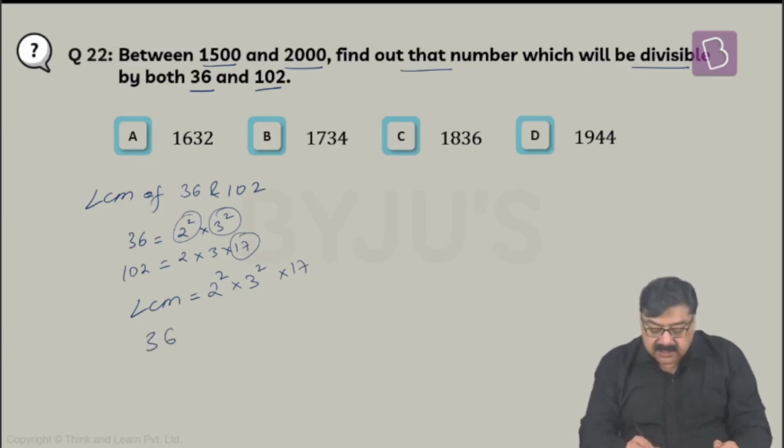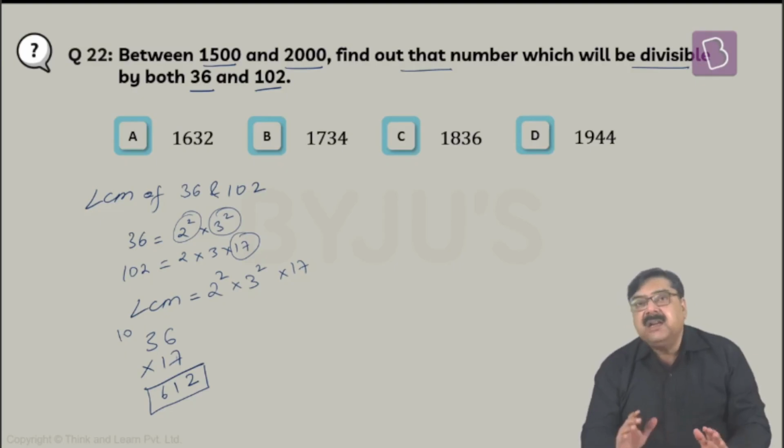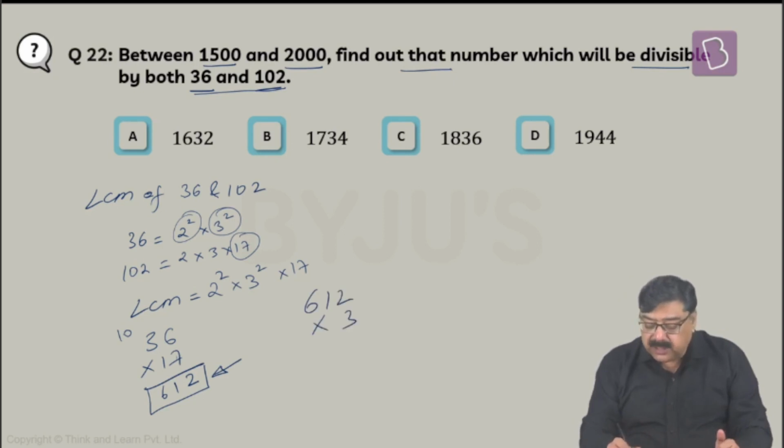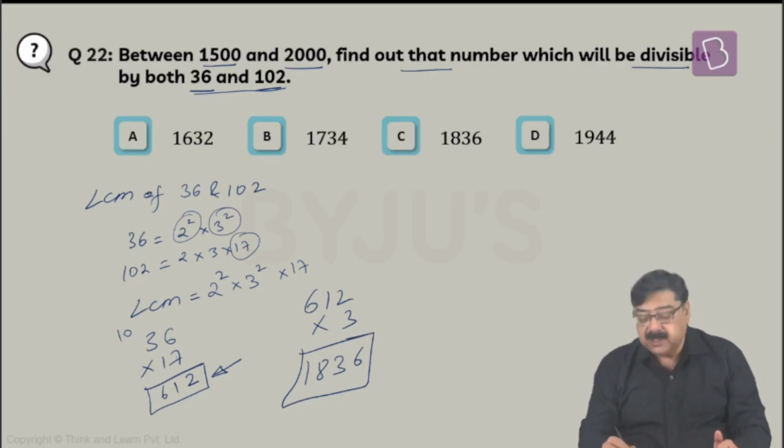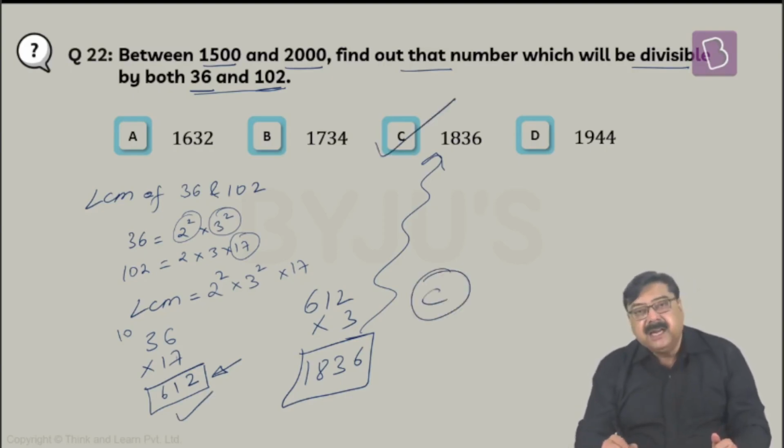So this is 36 into 17. Now 17 into 6 is 102. So 2 comes here, 10 goes. 17 into 3 is 51 plus 10 is 61. Now between 1500 and 2000, we have to find that number which will be divisible by both 36 and 102, which means the number which is divisible by 612. So simply 612 into 3: 3 twos are 6, 3 ones are 3, 3 sixes are 18. 1836 is that number which is divisible by both 36 and 102, and its LCM is 612. So choice C here will be the correct answer.